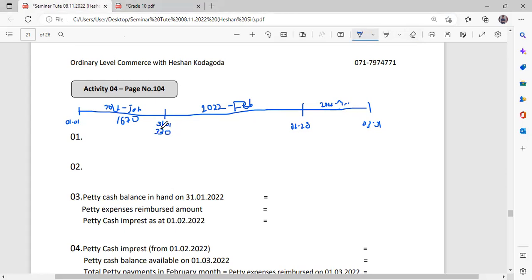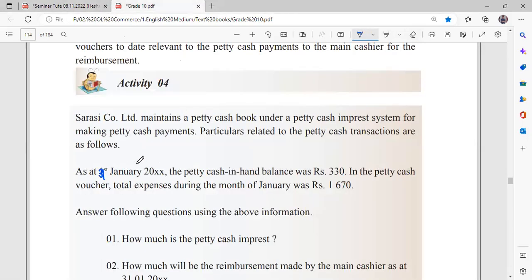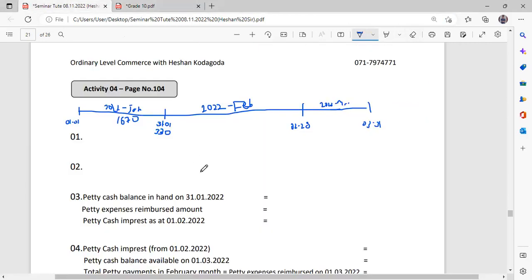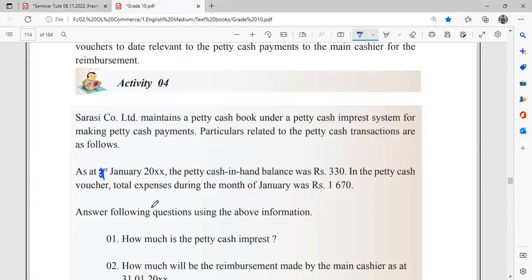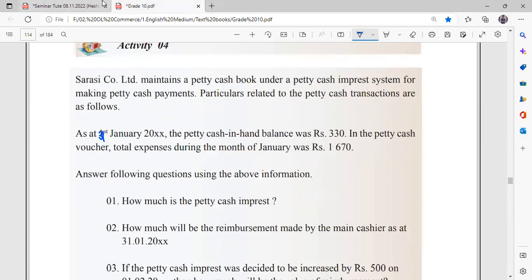3,300. Understand? Now this should be January 31st. Now the balance is 3,300. Understand? Okay. Now during the month of January they paid 1,670, which means at the end of the time period, January 31st, they need to reimburse 1,670. Okay, the total amount paid. Now we can identify how much is the petty cash imprest.